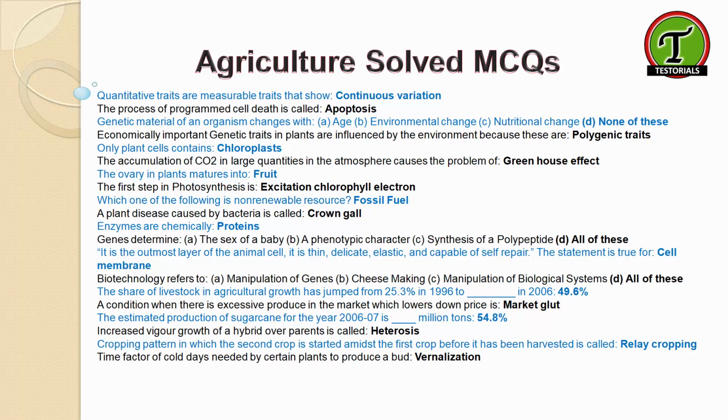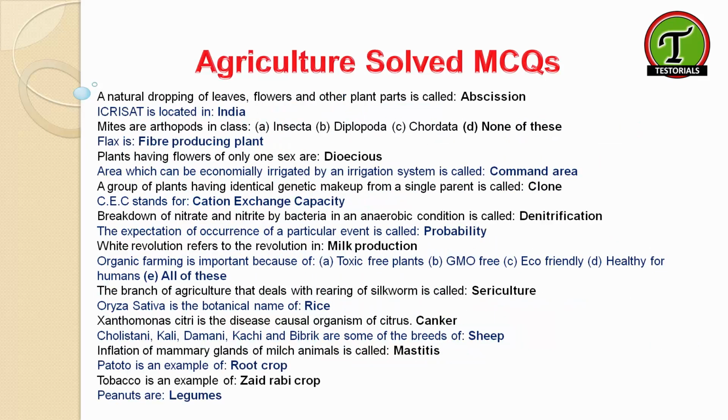118. Increased vigor and growth of a hybrid over parents is called heterosis. 119. Cropping pattern in which the second crop is started amidst the first crop before it has been harvested is called relay cropping. 120. Time factor of cold days needed by certain plants to produce a bud is vernalization. 121. A natural dropping of leaves, flowers and other plant parts is called abscission.